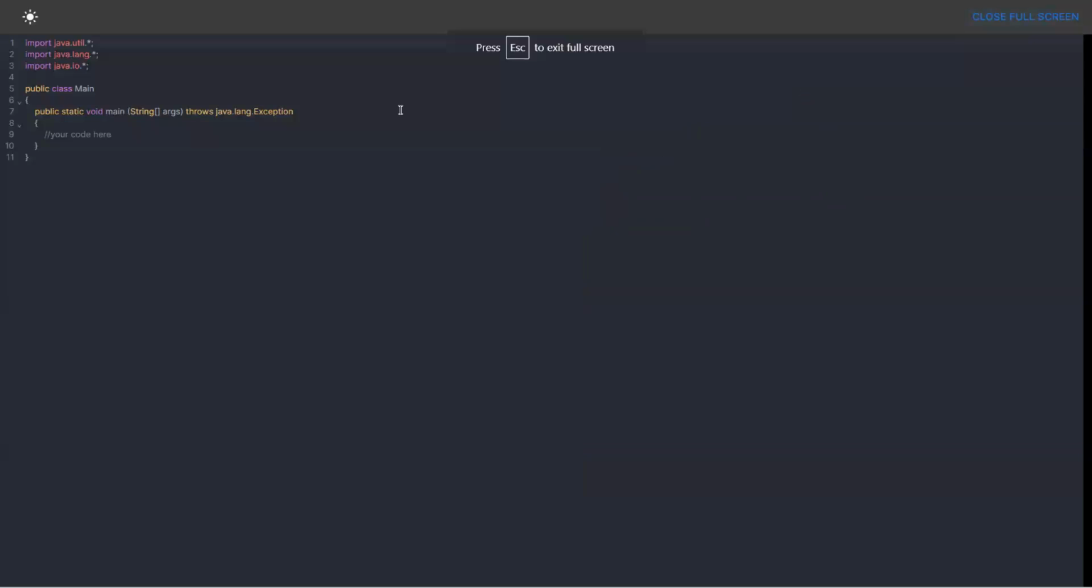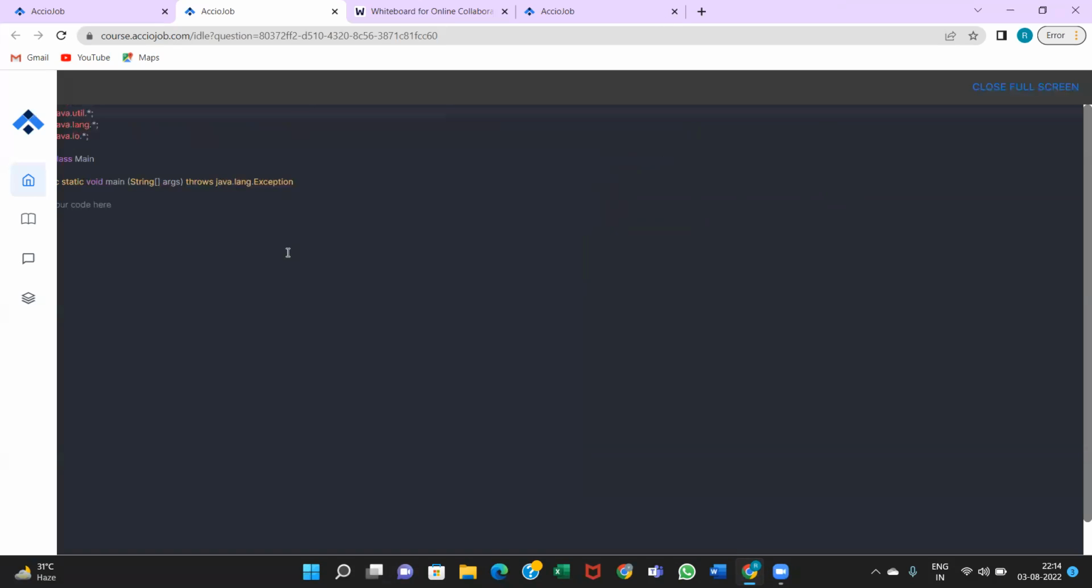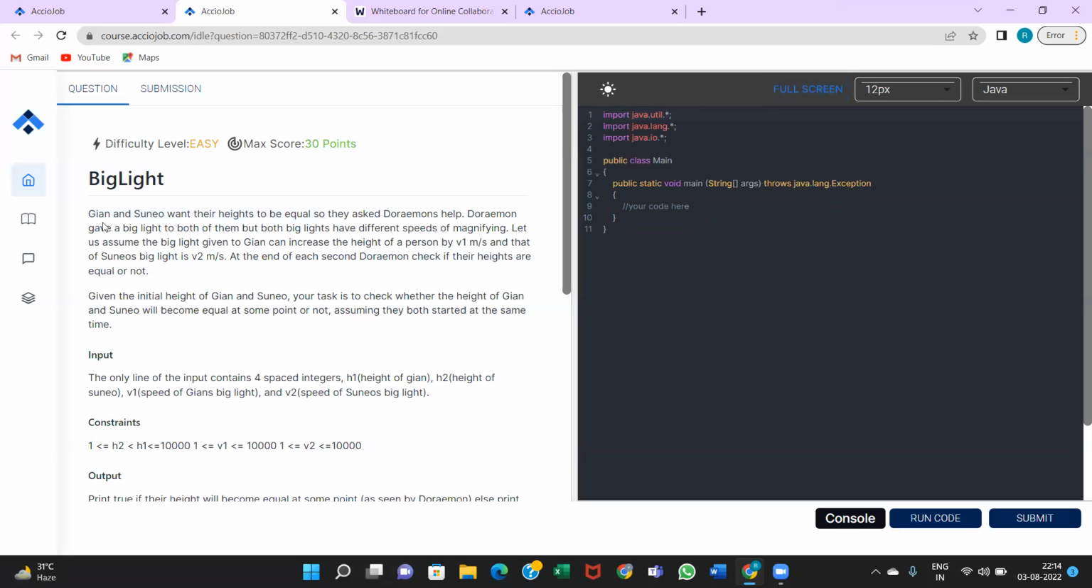Okay, I'm just explaining you the question. So see, what's the problem saying, that there are two characters, Jian and Sunyo, and they want their heights to be equal. So they asked Doraemon's help. Doraemon gave a Big Light to both of them. Now, both the Big Lights have a different speed of magnifying. Let us assume that the Big Light given to Jian can increase the height of a person by V1 meter per second, and that of Sunyo's Big Light is V2 meter per second.